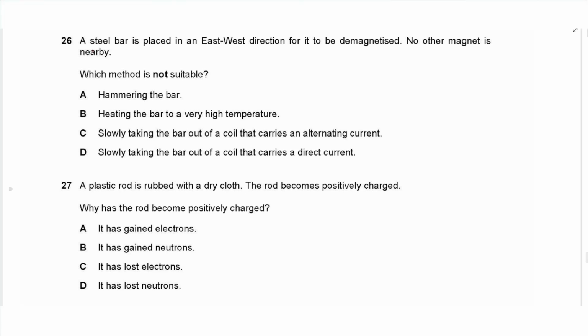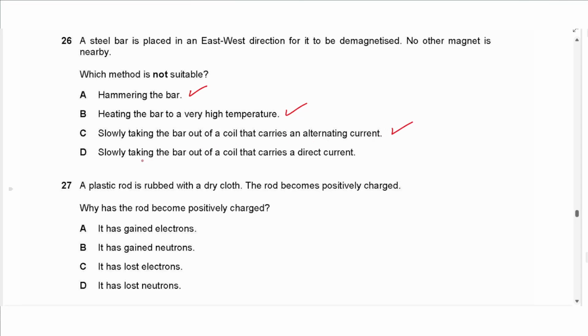Question 26 says a steel bar is placed in an east-west direction for it to be demagnetized. No other magnet is nearby. Which method is not suitable? So hammering the bar would work. Heating the bar to a very high temperature would work. Slowly take the bar out of a coil that carries an alternating current.